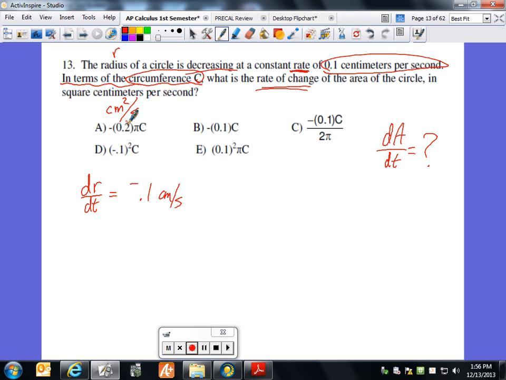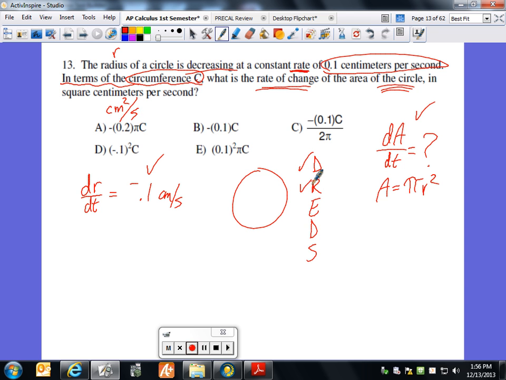Alright, so we need to find dA/dt, so we need what is the A function of the circle. So we know pi r squared is the area of a circle. And we need to start thinking about derivatives. If I have my diagram per se, and then r are the rates, I've already identified the rate I don't know and the rate that was given.